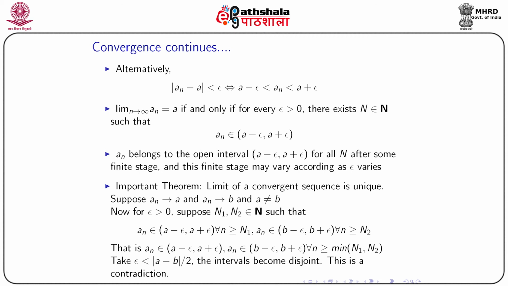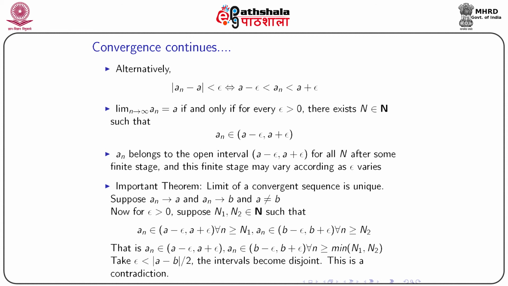Now an belongs to the open interval a minus epsilon to a plus epsilon for all n after some finite stage, and this finite stage may vary as epsilon varies. That's why we are saying that this N depends on the value of epsilon, which is predetermined. Once we define convergence in this way, we have a very important theorem: the limit of a convergent sequence is unique. That means we cannot have two different limits for the same sequence.